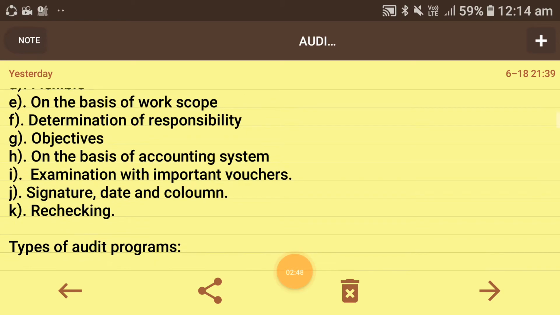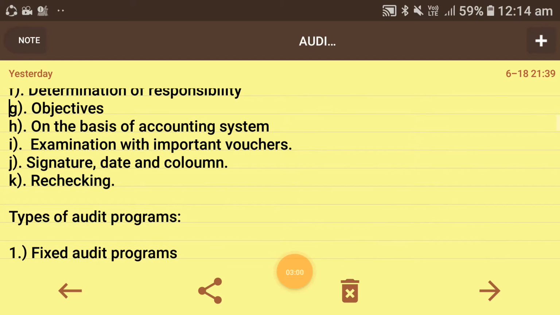Next is on the basis of accounting system. If an auditor knows the information related to accounting standards and the double entry system, then only is he to be appointed as an auditor to audit a company. Next is examination of important vouchers. In an audit program, it is stated that important vouchers should be verified and checked.